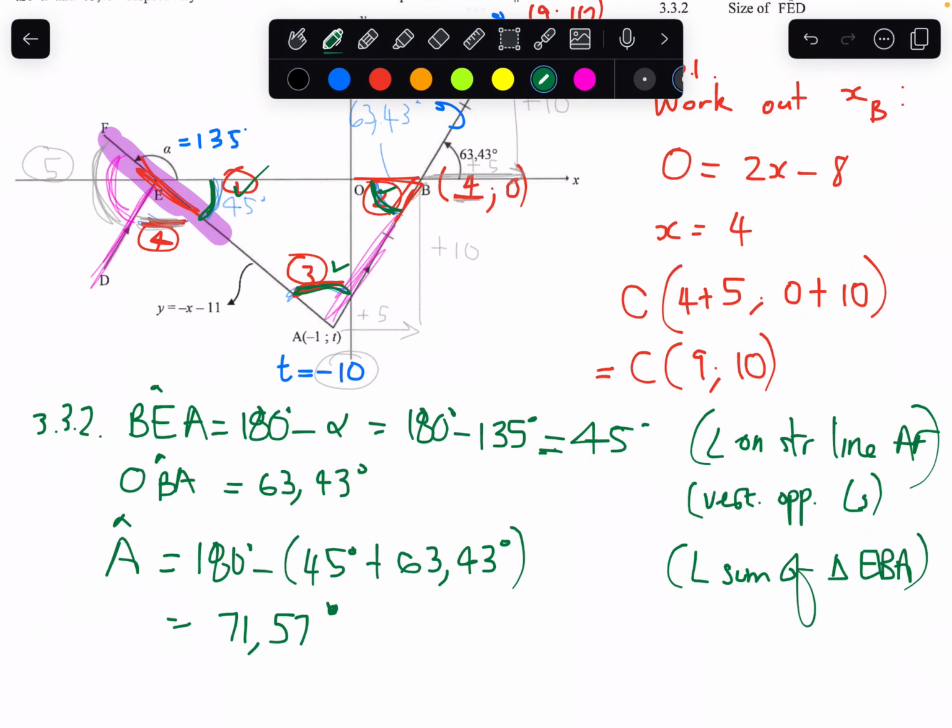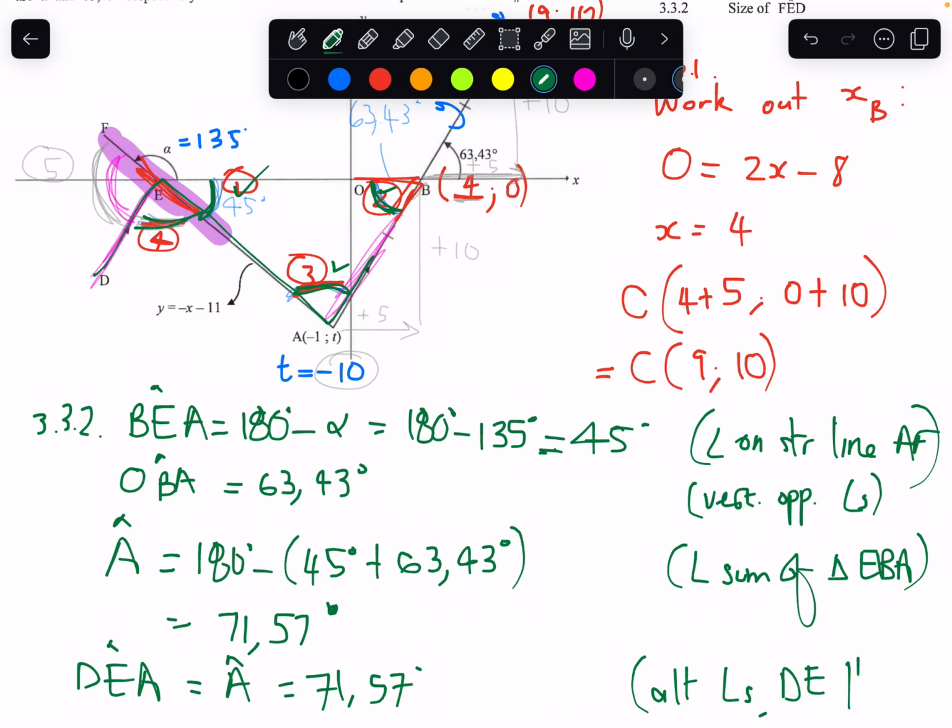Now we've got that one. And then we said by getting that one, we'd use alternate angles to get this guy. So angle DEA will be equal to angle A, which is equal to 71.57 degrees. And that's because of alternate angles on, specifically which parallel lines? DE is parallel to AB. Getting there. So now we can figure out FED.